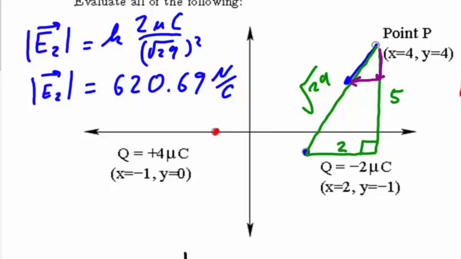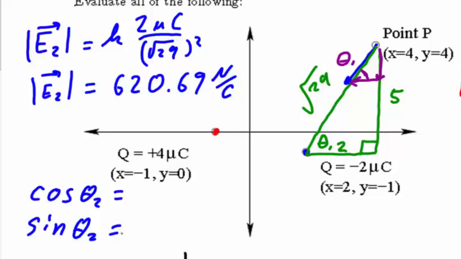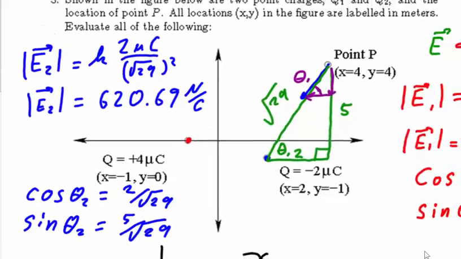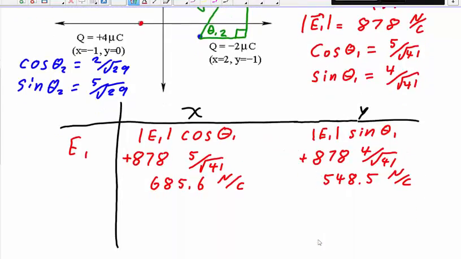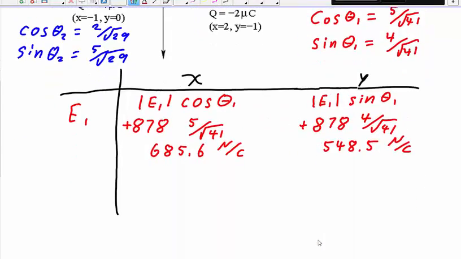Again, we recognize in the figure that we're going to have to break this vector into a horizontal and a vertical component, and thereby define the angle theta 2 between the hypotenuse and the horizontal. That angle theta 2 is also found in the green triangle. By referencing the green triangle, we are able to calculate both the cosine and the sine of the angle theta 2. The cosine is adjacent over hypotenuse, and the sine is opposite over hypotenuse.